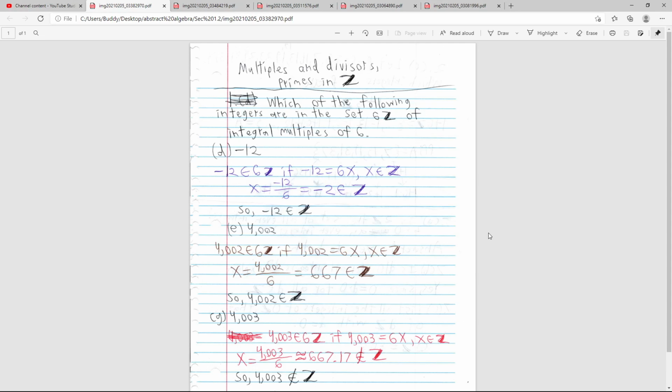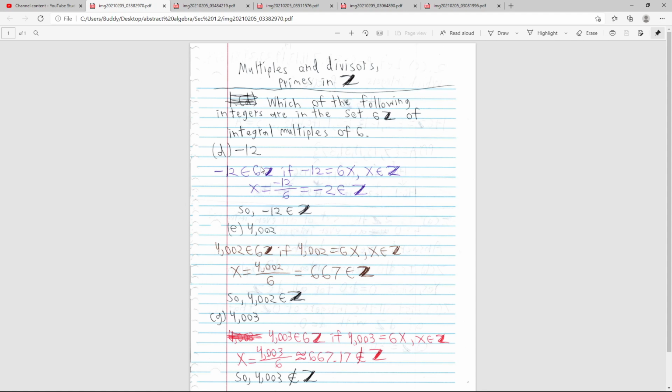So now let's look at the next section, which is on multiples and divisors, primes, and Z. Which of the following integers are in the set 6Z of integral multiples of 6? And we have a few numbers here. But yeah, 6Z means these are integral multiples of 6.